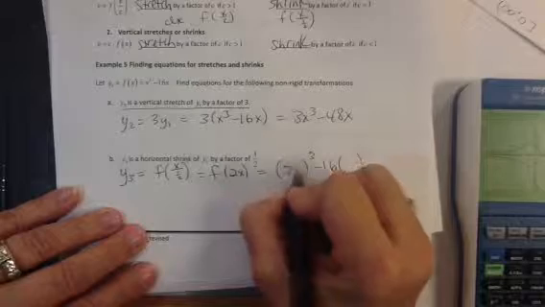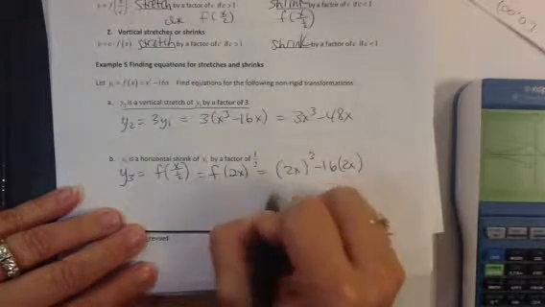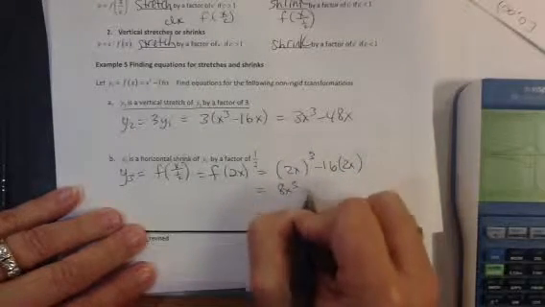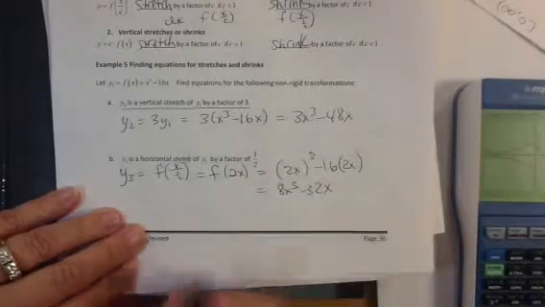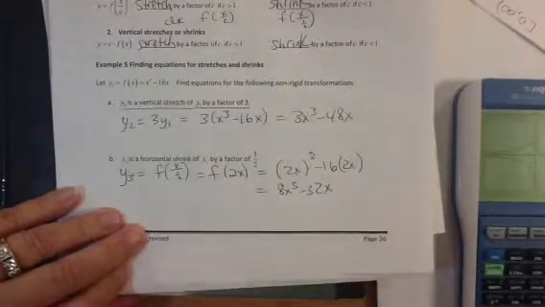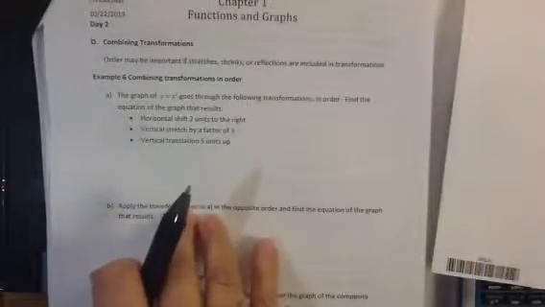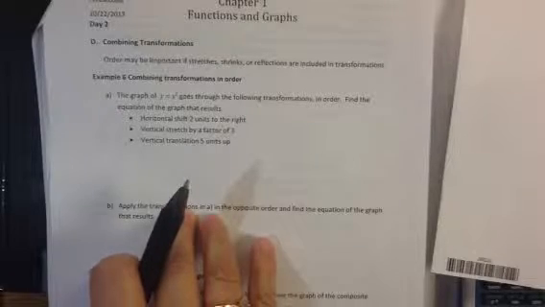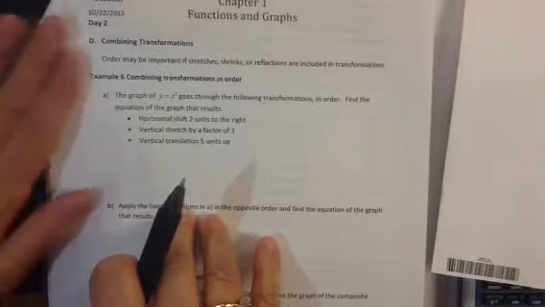So I'm going to take 2x and 2x, and now I get 8x cubed minus 32x. And that has shrunk this by a factor of 1/2. All right, now we're going to look at combining some transformations, and order is going to be important.